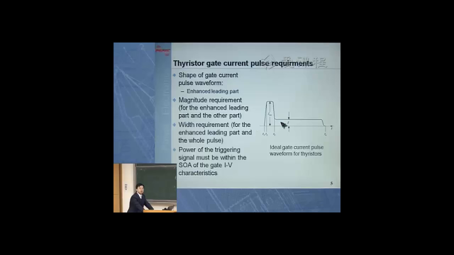For current-driven devices like thyristor and GTO, you always talk about what kind of waveform you require for the gate drive current. This is the example for thyristor. You usually need this shape of waveform for the gate drive current. You have a very strong leading part, and the width of this triggering pulse might be long to some extent. So there's also a very detailed requirement on that.